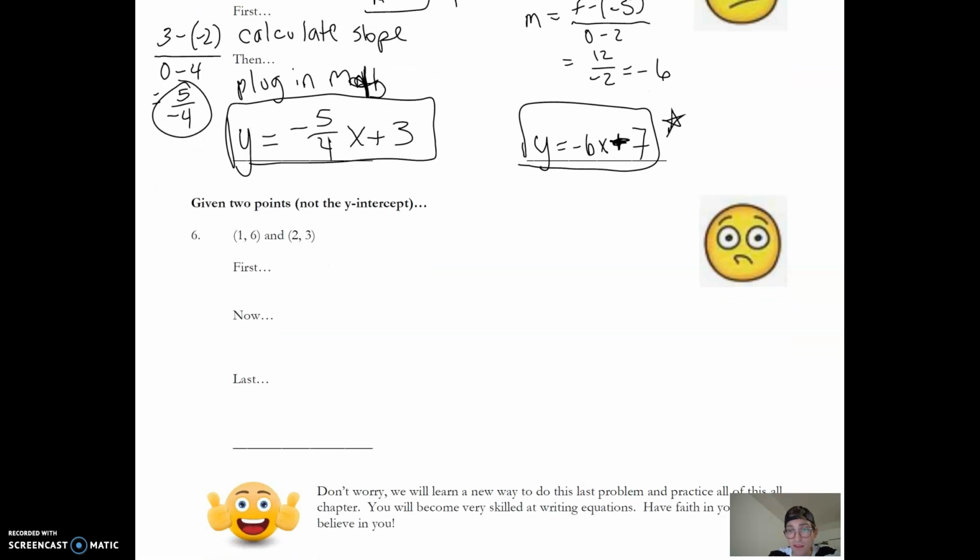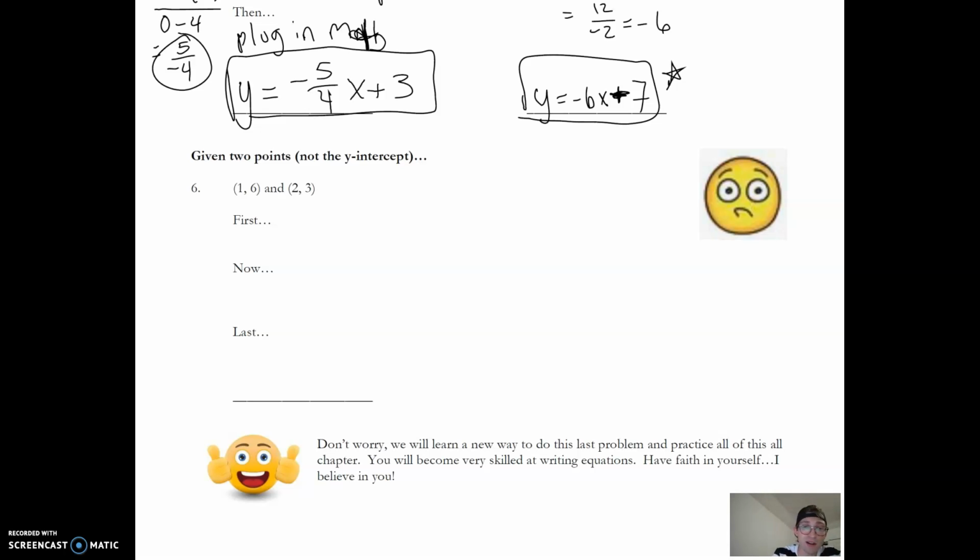Now, how do we calculate the equation of a line when you're just given 2 points, not a y-intercept? This is the hardest one. So, we got 3 things we have to do.